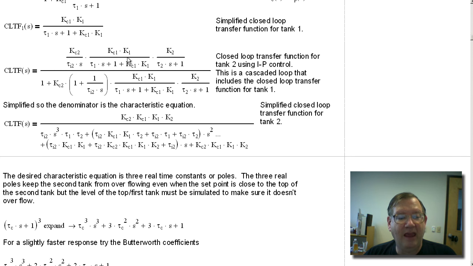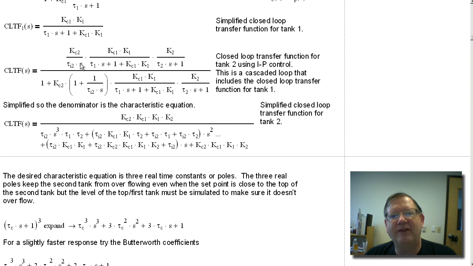Then I got to insert that into the transfer function for the second tank. So we have the controller for the second tank here and here. Now I'm only using the proportional gain in the feedback path. In other words, I'm not using a PI controller, really.